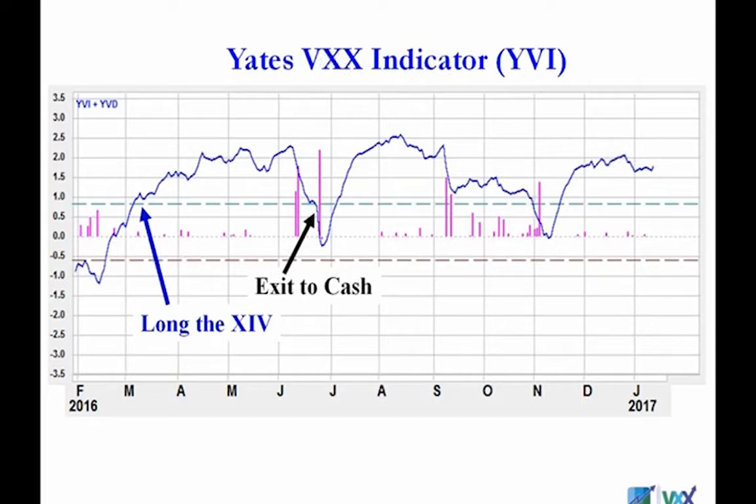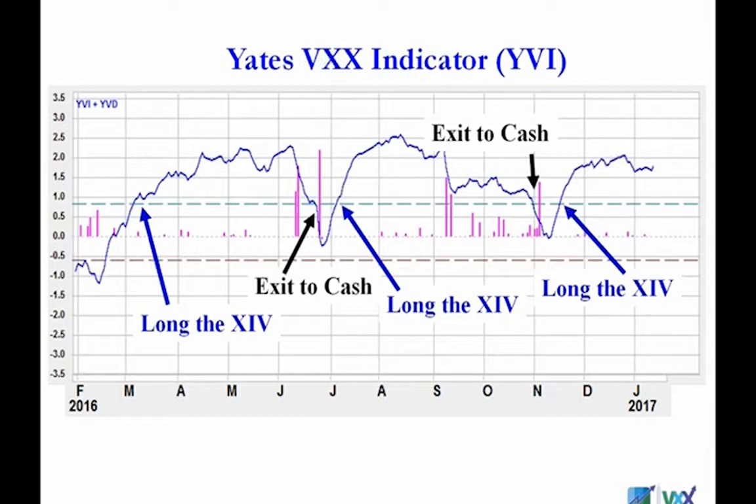In this case, we were in that position long XIV for about 3.5 months. This system is not a swing trading system or a day trading system. This is a system where you are in a position anywhere from weeks to months at a time. In this case, we were in cash for 2 weeks before it went back long the XIV. It stayed long the XIV for almost 4 months before it went back into cash. Then we went back long the XIV in mid-November, and it was long the XIV throughout the rest of this chart for sure.